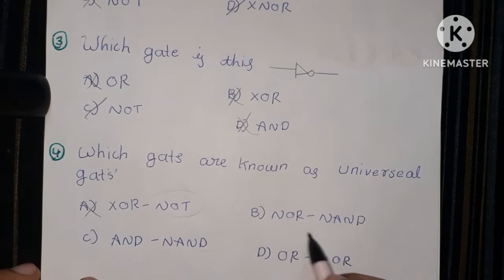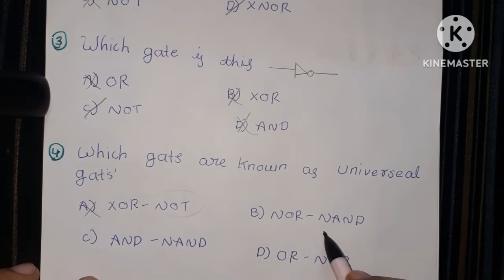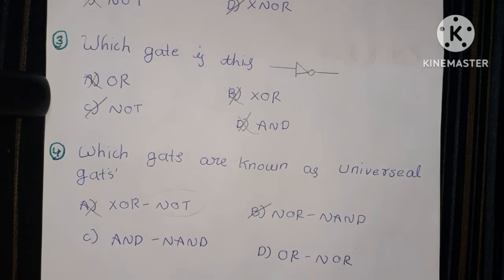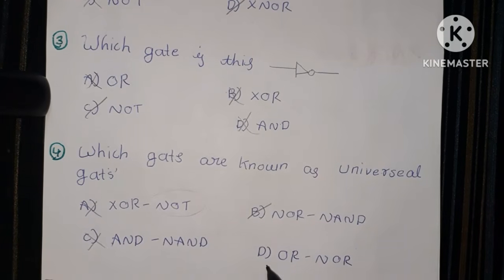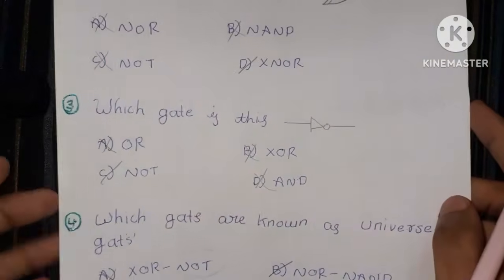And next, NOR gate and NAND gate. NOR gate and NAND gate. Yes, this is the answer. We will see the next options also, because we need to get clarity. We need to feel the satisfaction. So option C, AND gate and NAND gate. No, definitely not. Next, OR gate and NOR gate. No, definitely not.